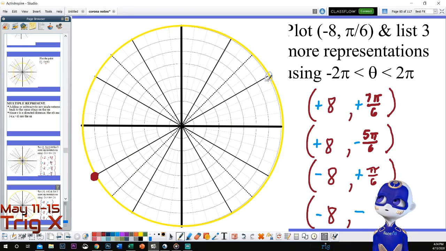But I can't go up and over because that's what we already did. I have to go down because this is a negative angle. So I'm going to go 1, 2, 3, 4, 5, 6, 7, 8, 9, 10, 11 pi over 6. When I went 11 pi over 6 around, that took me to the ghost, and because it's a negative radius, that flops me to the other side of the circle.